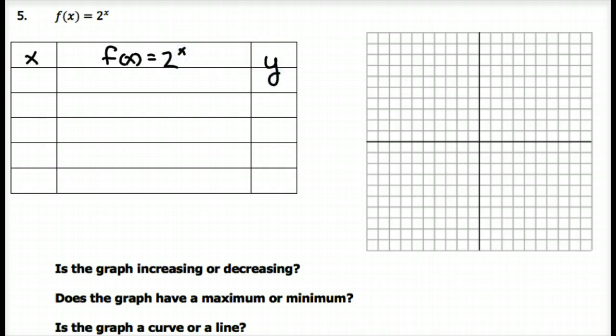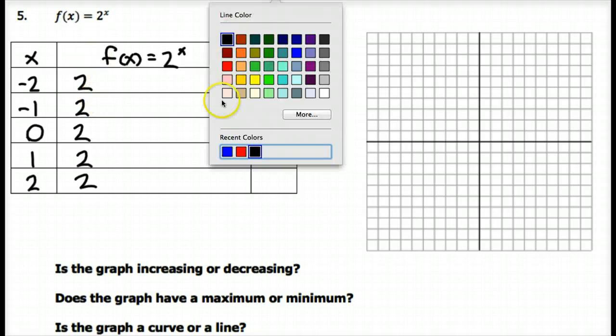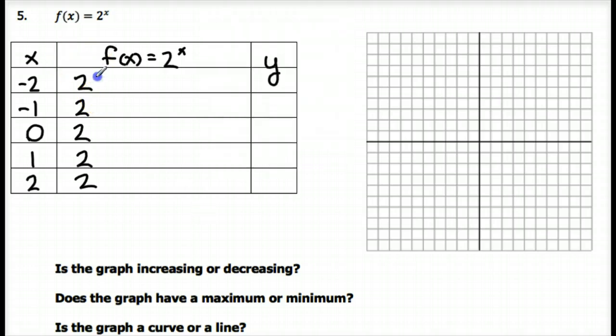Okay, so for this one, when I plug in my x values, I'm going to be plugging them in for the exponent, not for the big number. So every time we're going to be taking 2 to a different power, and that power is going to be each of these numbers here. Okay, so we're going to have 2 to the negative 2 power, 2 to the negative 1, 2 to the 0, 2 to the first, and 2 to the second.